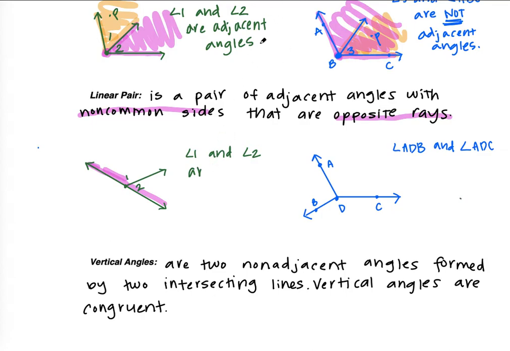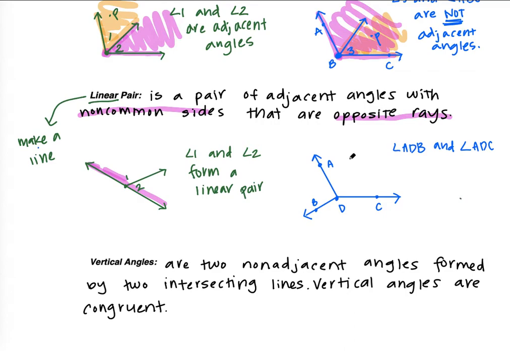Okay, so then angle 1 and angle 2 form a linear pair. And you can also think of the word linear, right? Linear, think of line. So you're looking for two angles that make a line. Two angles that make a line, okay? Angle 1 and angle 2, if you combine them, form this straight line. So that's what we're looking for, okay?